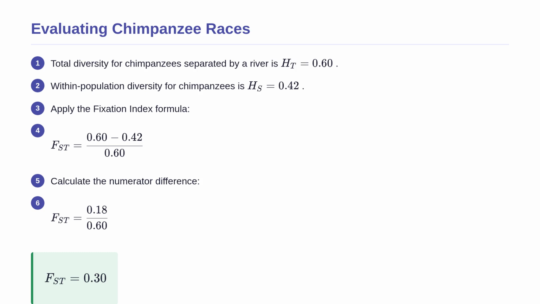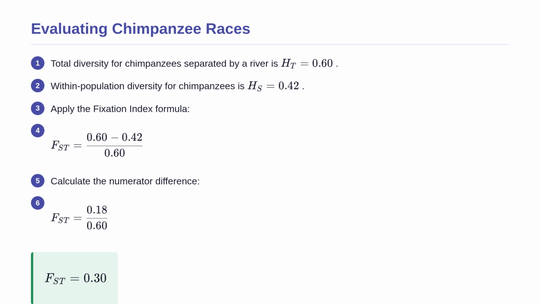To give our human calculation some context, let us look at a species of chimpanzees separated by a large river. Here, the given total diversity, HT, is 0.60, and the within population diversity, HS, is 0.42. Again, we use Wright's formula to find the fixation index.